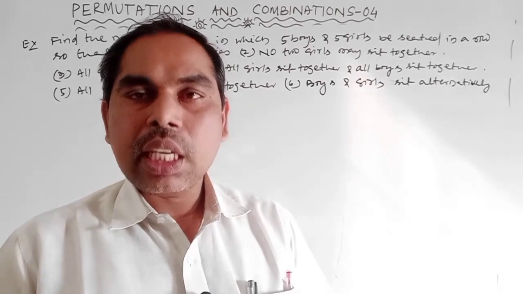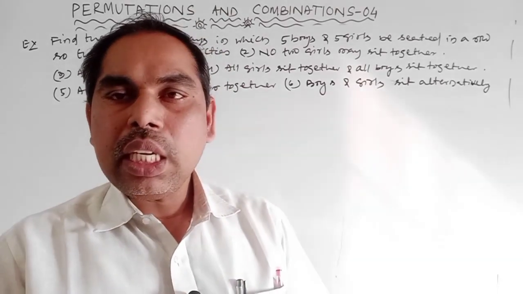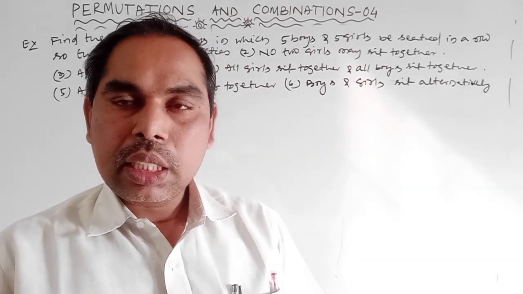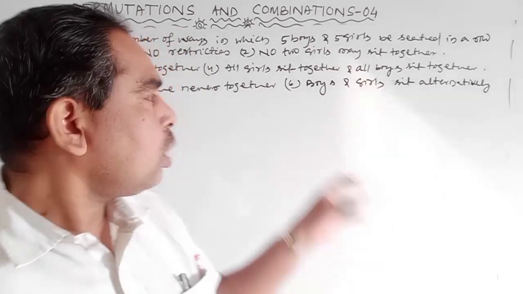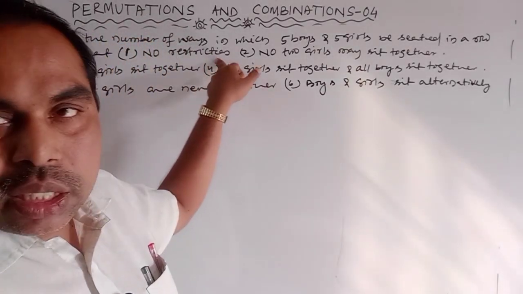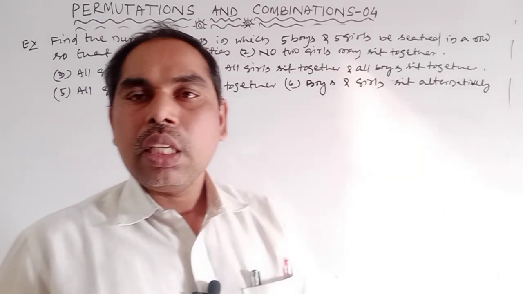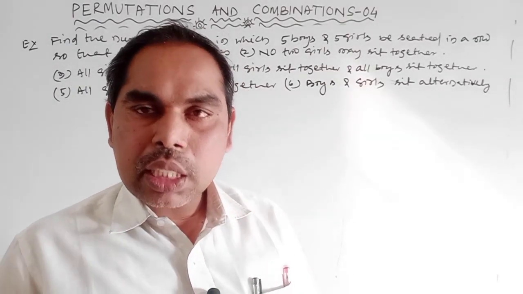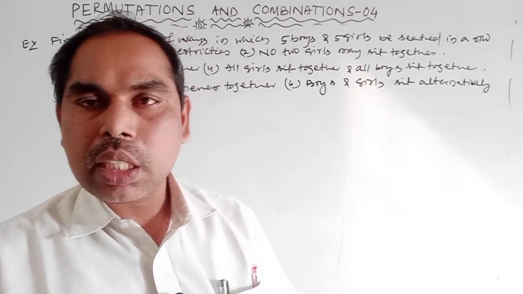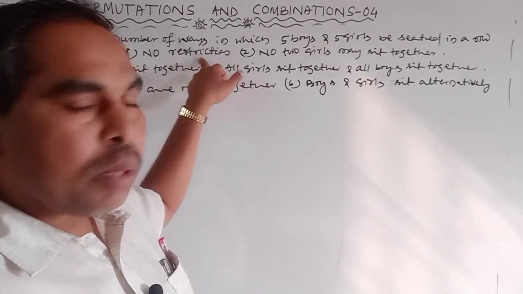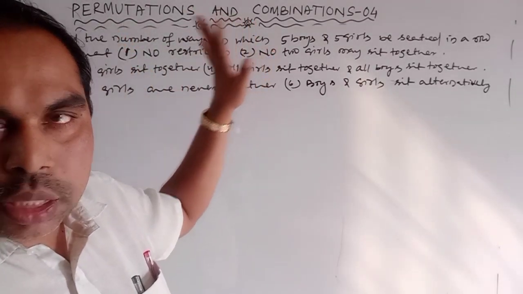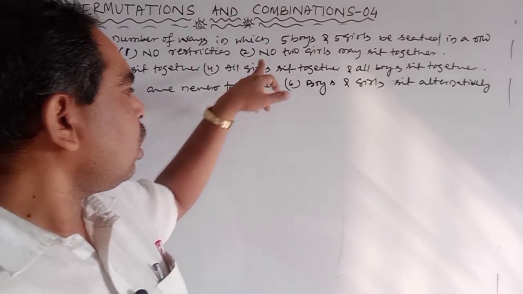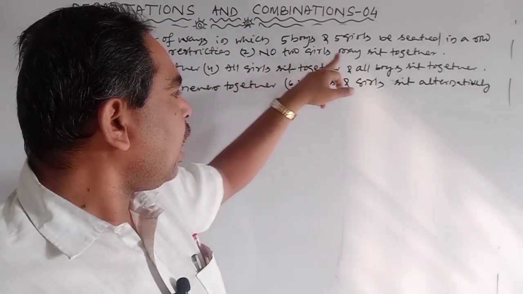10 persons can be seated in a row in 10P10 ways, so 10 factorial ways. Question number 1, no restriction, means that the total number of persons can be seated in a row in 10P10 ways, that is 10 factorial ways. So the answer of question number 1 is 10 factorial ways. Okay, next question number 2: no two girls may sit together.